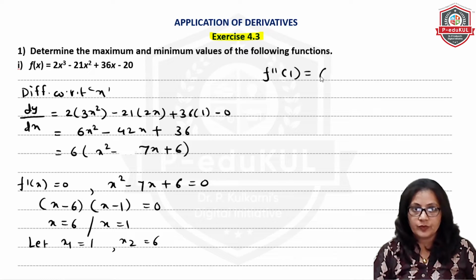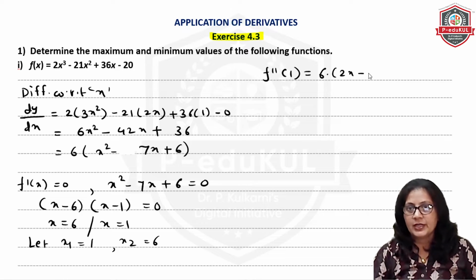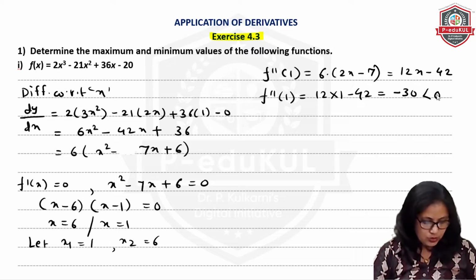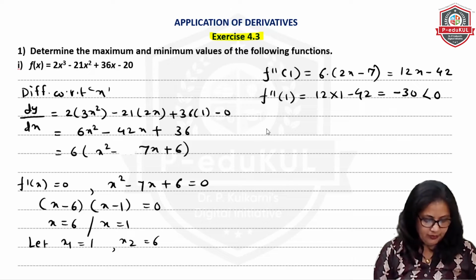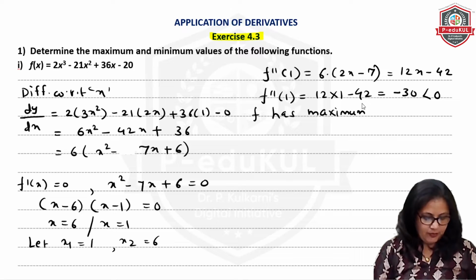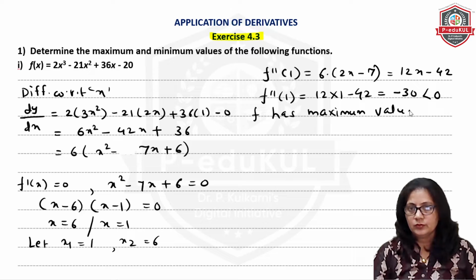So f double dash will be 12x, 6 into 2x, 6 constant as it is, then 2x minus 7. So this will be 12x minus 42. And in this we will put the value for f double dash of 1. So 12 into 1 minus 42. So this will be minus 30, correct, which is less than 0. So we can say that by the second order derivative, f has a maximum value at x is equal to 1.